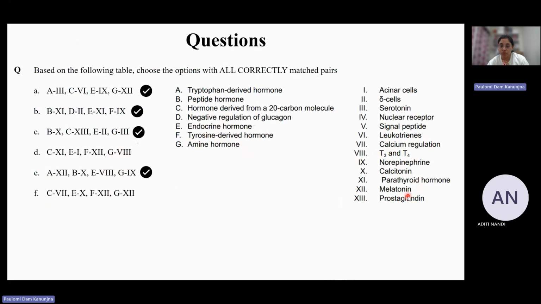Was this helpful? Too much of explanation, but did you get it? This is a very good question for you to remember which hormone is from which cells and what are the rules. Like I said, recording is always available, so you can always come back, stop, and take this when you are trying to revise or look into the options.